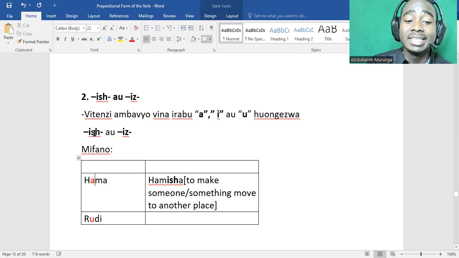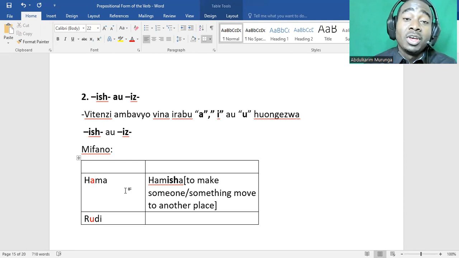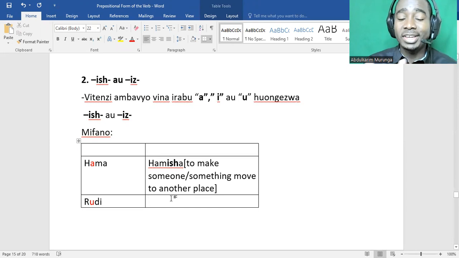So let's see. Hama, we say hamisha. Hama is to migrate or to move to another place. Hamisha is to make someone move. Maybe you didn't pay rent. The landlord or the landlady made you move to another place. So, mwenye nyumba alikuhamisha. Sawa. Rudi, return. So you return. Now you make something return, we say rudisha.